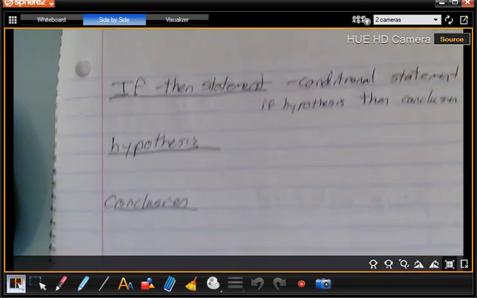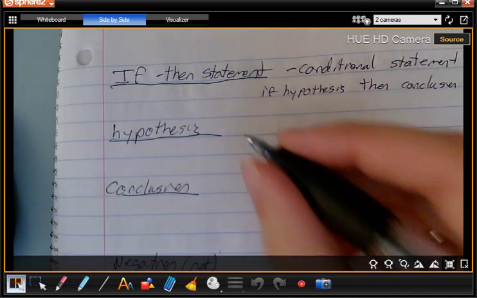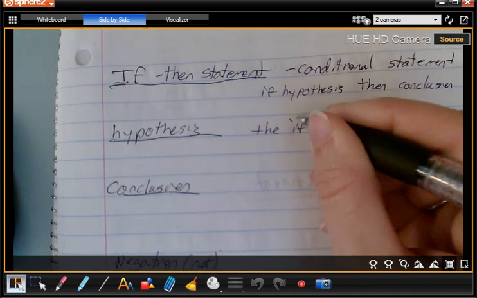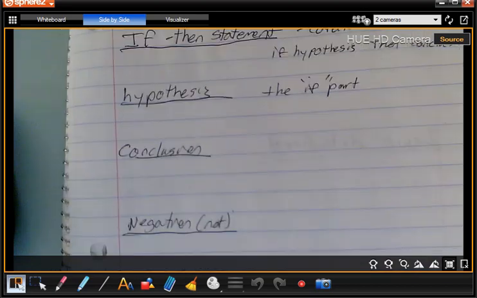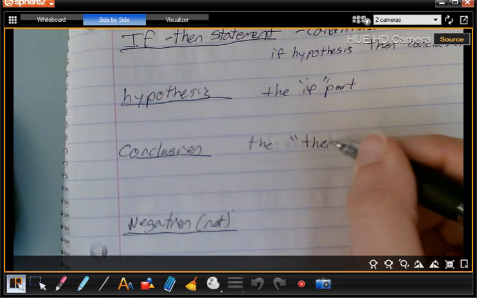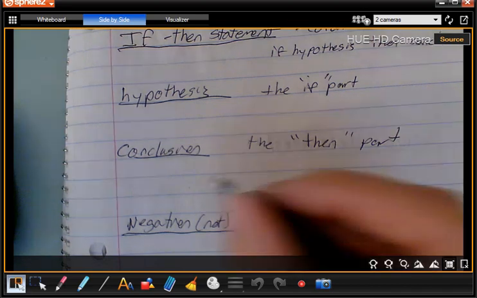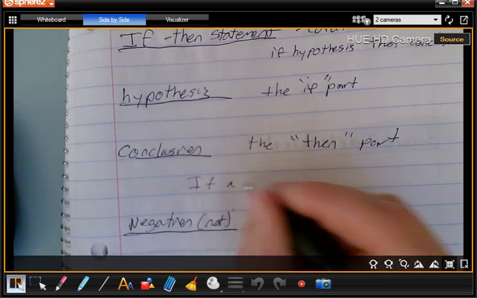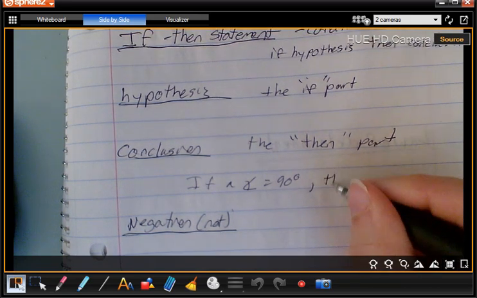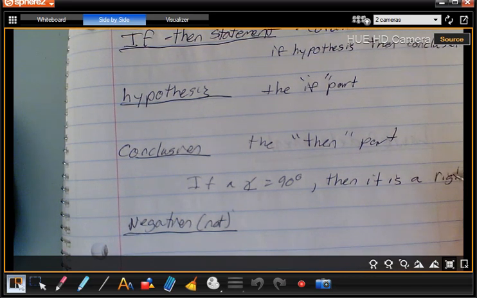Okay. Hypothesis is the if part, the beginning. The conclusion is the then part. Okay, so we could say something like, if an angle equals 90 degrees, then it is a right angle.